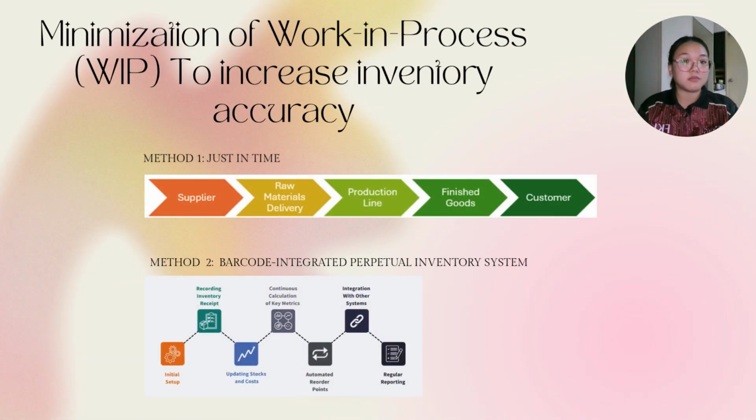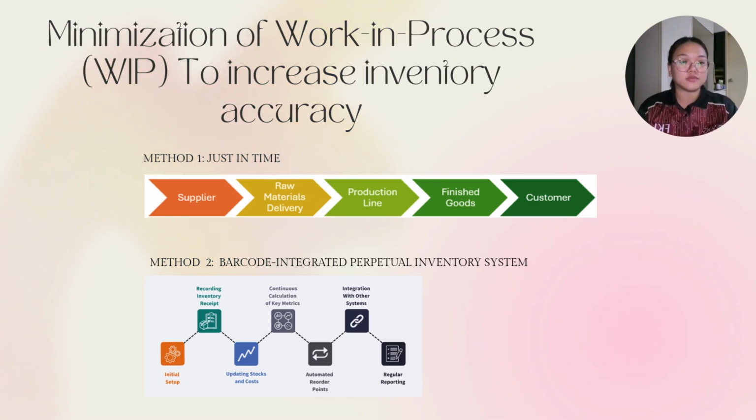Work in process can be minimized by implementing these two method systems. First method is just in time. It allows the manufacturing to align the raw material deliveries with the actual production schedule. This approach prevents the accumulation of excess material. Second method is the barcode perpetual inventory system. This system enables real-time tracking of raw material, work in process, and finished goods, and is able to improve inventory accuracy by reducing manual recording errors.